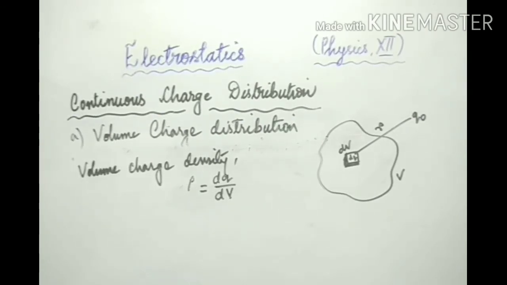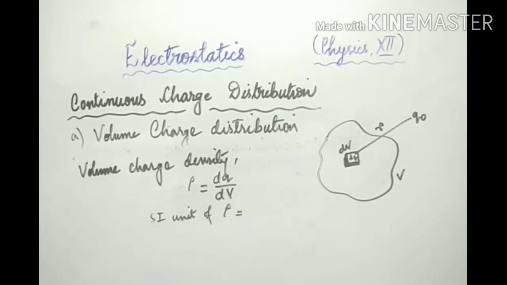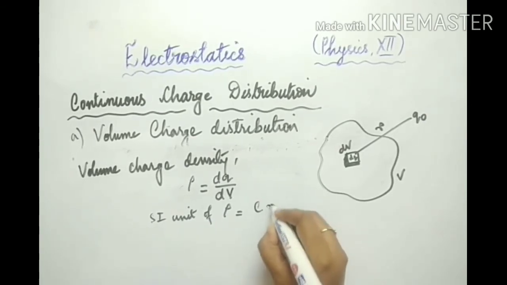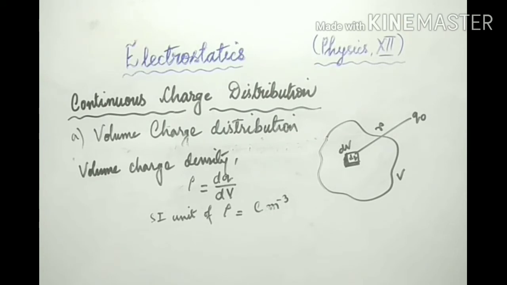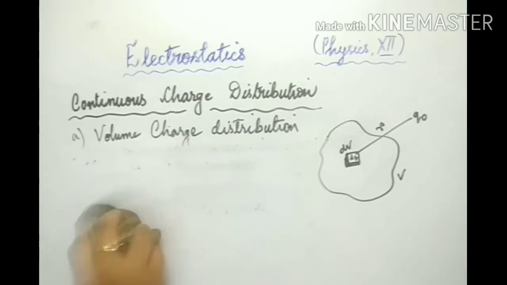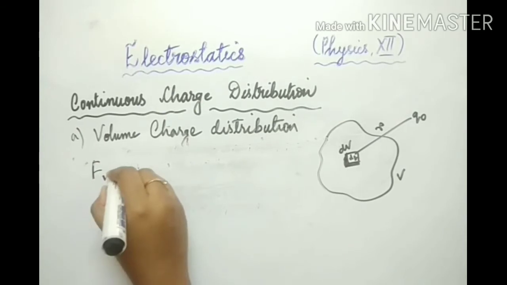Okay, and its SI unit of rho is coulomb per meter cube. So we can understand why it is given in this manner, charge by volume. So if you are asked to find out the force due to this volume charge density, how can we find it out? We can write down the formula of force as F of V.